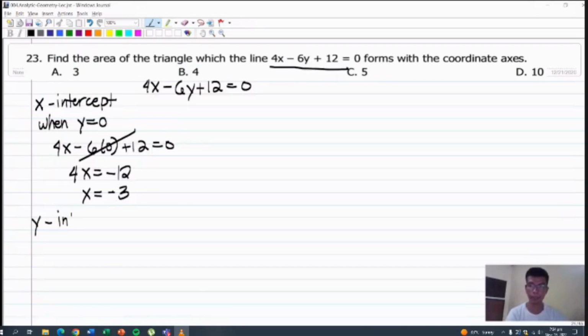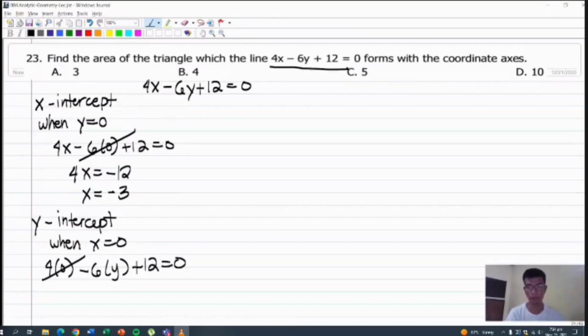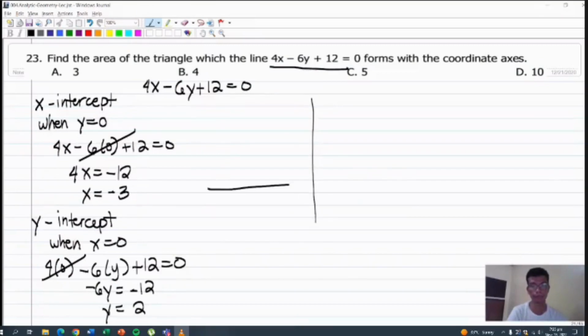And for y-intercept naman, that is when x is equal to 0. So 4 times yung x natin na 0 minus 6 times the y-intercept plus 12 is equal to 0. So this will give us negative 6y is equal to negative 12 and y is equal to negative 12 over negative 6. That is positive 2. So kung igagraph na natin dalawang intercept, ito yung when x is 0, yung y ay 2. And ito naman is yung when y is 0, negative 3 ang x.